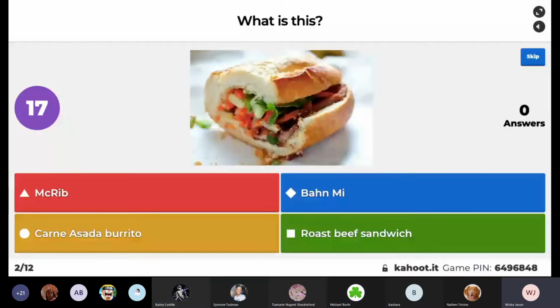What is this? Is it red McRib, blue banh mi, yellow carne asada burrito, or is it green? Why did I pick a burrito? Sandwich. Strangely enough, I just saw one of these restaurants near me the other day. I didn't even know it was there.